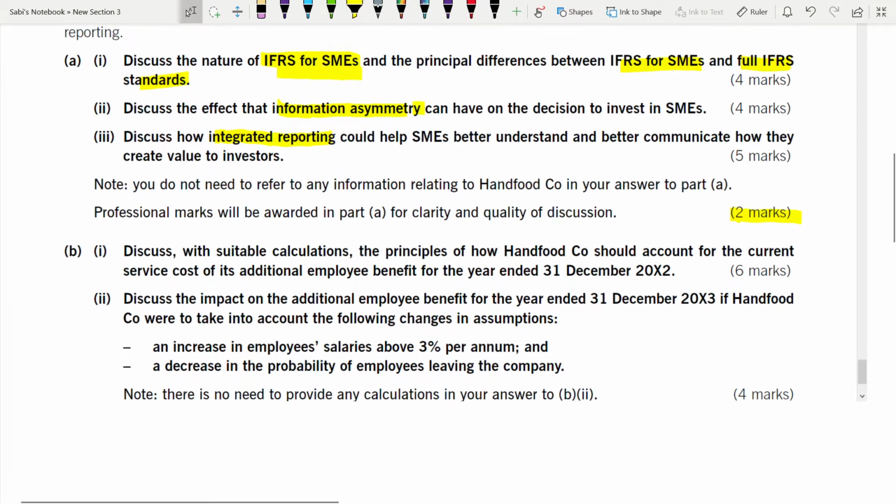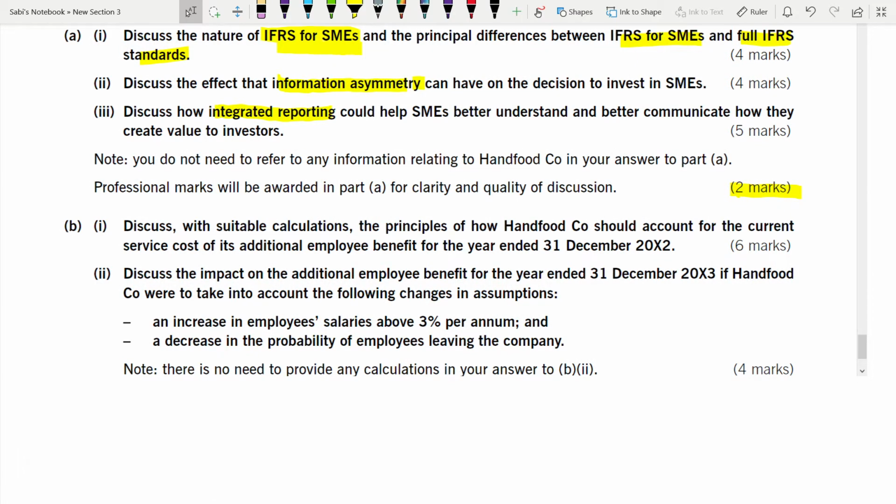Part B, we have to use a case study. So part A, for 6 marks: discuss with suitable calculations the principles of how Handfoot should account for the current service cost. Suitable calculation means you have to do some calculations, by the way. How current service cost can be accounted for as an additional employee benefit on this date.